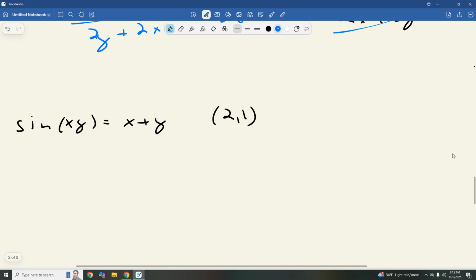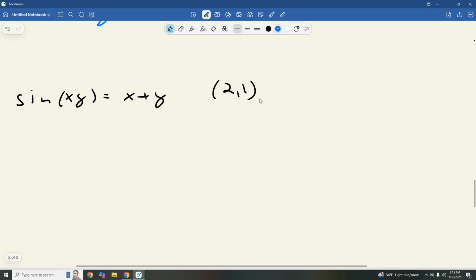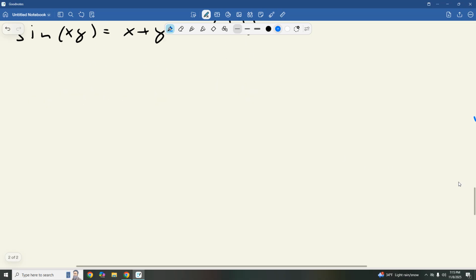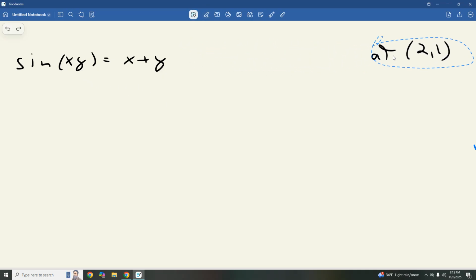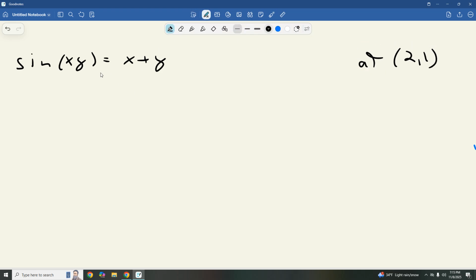Then now we have a trig one, which is a little bit harder because it's trigonometry. Also this one's going to be at the point 2, 1. And what does at the point 2, 1 mean? This one basically means you plug these in at the end. Like you plug in 2 for x and you plug in 1 for y. But you don't got to worry about that until the end at all. So we're going to take this, put it over here for later. And basically just start deriving this stuff.